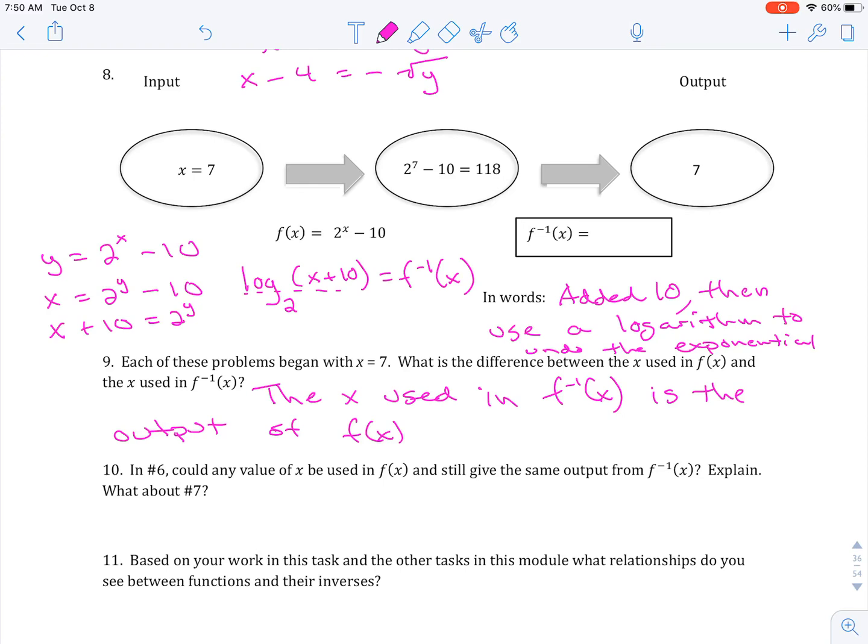Number 10, in number 6, could any value of x be used in f of x and still give us the same output of f inverse of x?